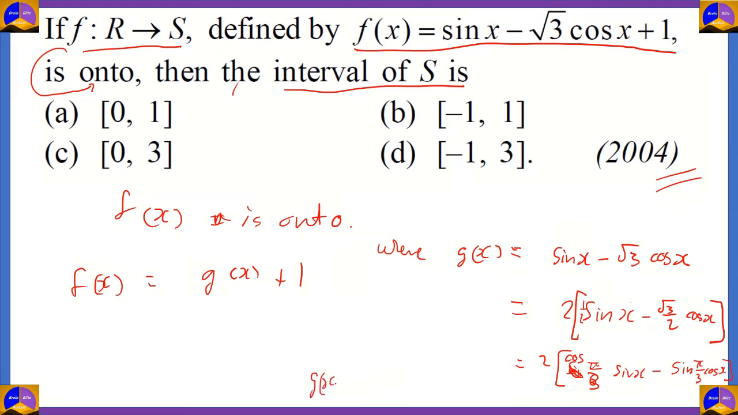So g of x can be written down as 2 times sine of x minus pi by 3, which is x minus 60. So we use the formula sine of a minus b equals sine a cos b minus cos a sine b. So therefore, you get the value of g of x as 2 times sine of x minus 60 degrees.